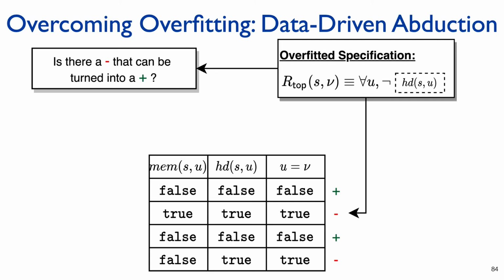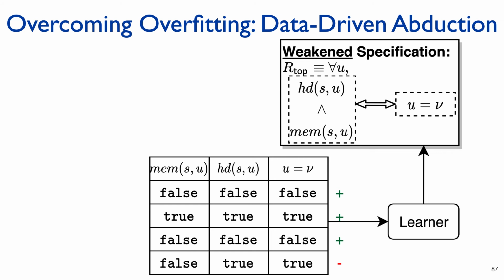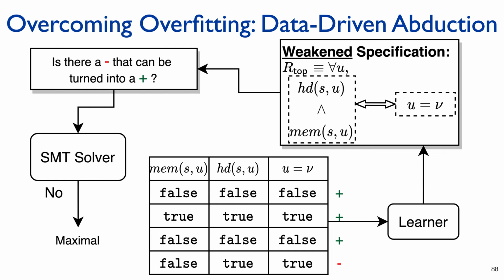Okay, we can ask a question: is there a negative feature vector that can be turned into positive but still keep the safety? This is encoded as an SMT query to ask the SMT solver. The SMT solver says yes, we find this feature vector, and we label it as positive and use that to refine the current specification to weaken it. And we do abduction over the weakened specification again, asking the same question. This time the SMT solver probably says no, and now we know the current specification is the maximum one.